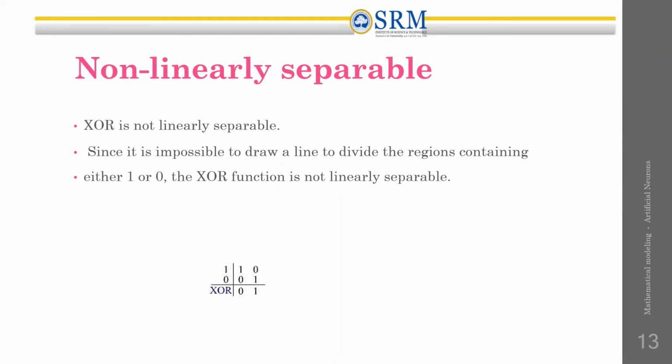So the next topic is non-linearly separable. Not all logic operations are linearly separable. That is, the XOR operator is not linearly separable and cannot be achieved by a single perceptron. But this problem can be solved by using more than one perceptron. The conclusion here is that it is impossible to draw a line to divide the regions containing either 0 or 1 in the XOR function. Why? Because the output is not linearly separable.